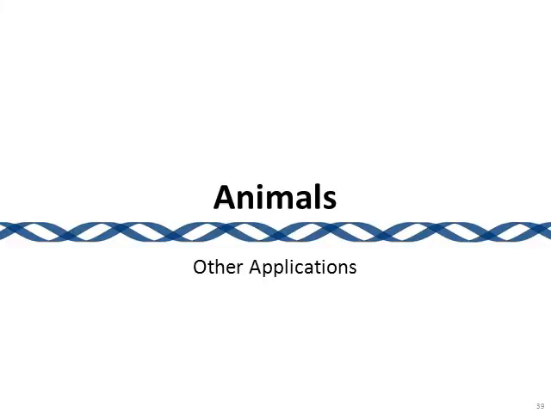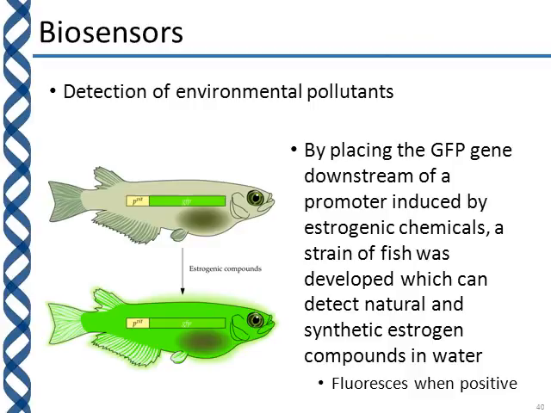So what are some of the other applications of genetic modifications of animals? They can serve as biosensors, thereby allowing the detection of environmental pollutants. By placing the GFP gene downstream of a promoter induced by estrogenic chemicals, a strain of fish has been developed which detects natural and synthetic estrogen compounds in water. When exposed to these compounds, these fish become fluorescent when positive.